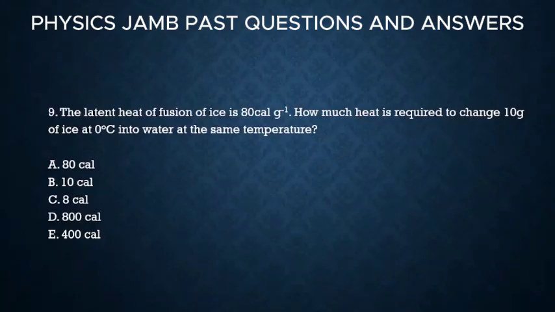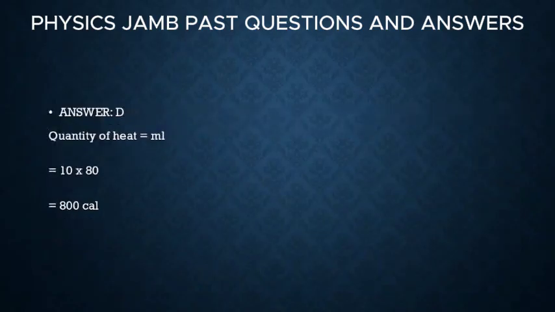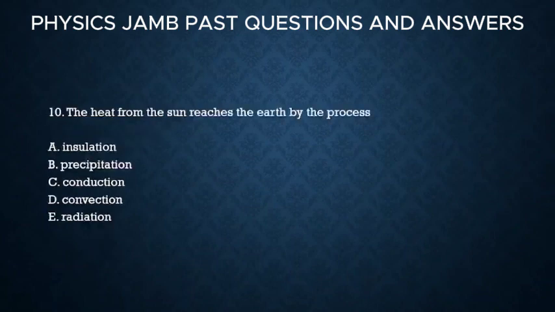A. 80 calories. B. 10 calories. C. 8 calories. D. 800 calories. And E. 400 calories. The answer is D. That's quantity of heat is equal to mL, that's mass times latent heat, which is going to be the mass is 10 grams times 80, which is going to give us 800 calories.